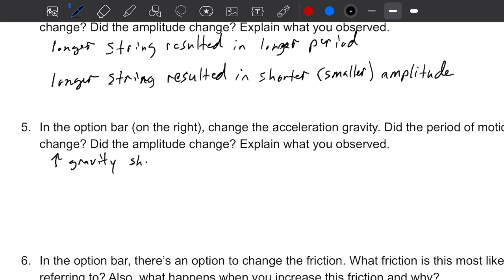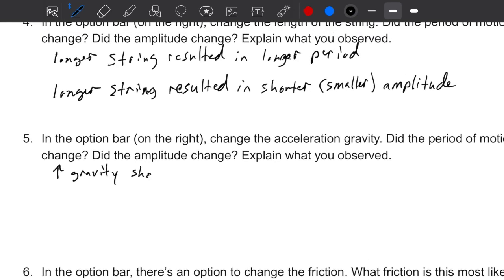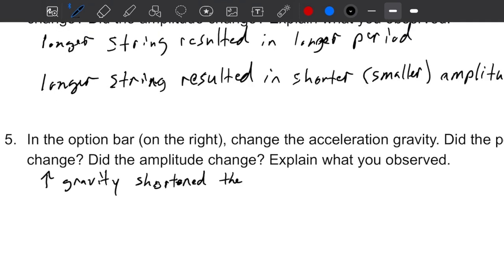Did the amplitude change? If I increased the gravity, I got a shorter period because gravity is in the denominator, which you're dividing by. So now you're dividing by a larger number. Actually, I made gravity 0, and I went out of simple harmonic motion. It just spun all the way around, right? So nothing was restoring it back to any equilibrium.